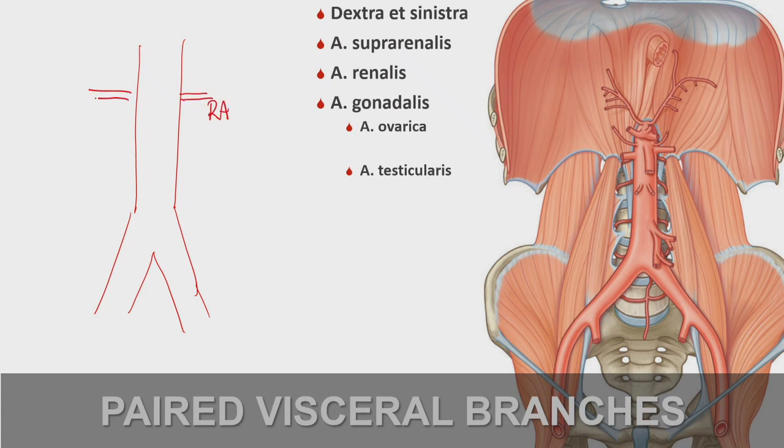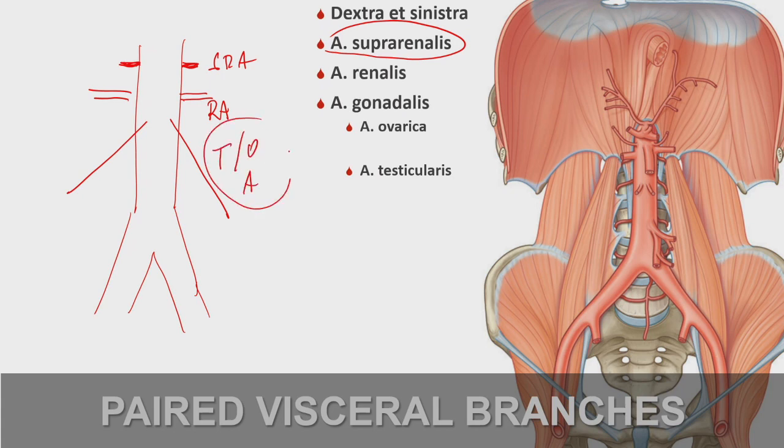We know that they could be multiple. Then we have a suprarenal artery, but in general it is only the medial part, because the others are from phrenic artery and renal artery. And then we have testicular or ovarian arteries. And please remember that they are arising from aorta below renal arteries, but in the upper part of the abdomen.